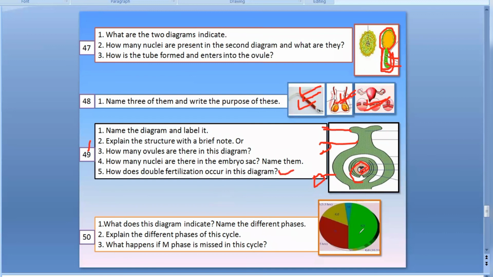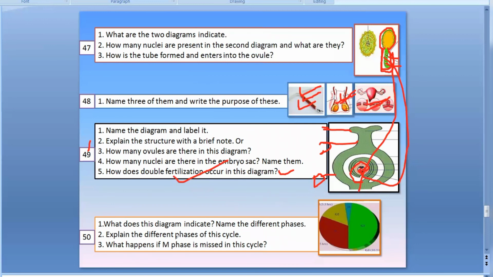And how does double fertilization occur in the diagram? Double fertilization occurs. The first fertilization occurs between the egg cell and the first male daughter nucleus, and the second fertilization occurs between the other male daughter nucleus and the secondary nucleus. Because there are two male nuclei in the pollen grain, they fuse with two cells: one is the egg cell, and the other is the central nucleus. Because two fertilizations occur, it is called double fertilization and triple fusion, which is a unique feature in plants.